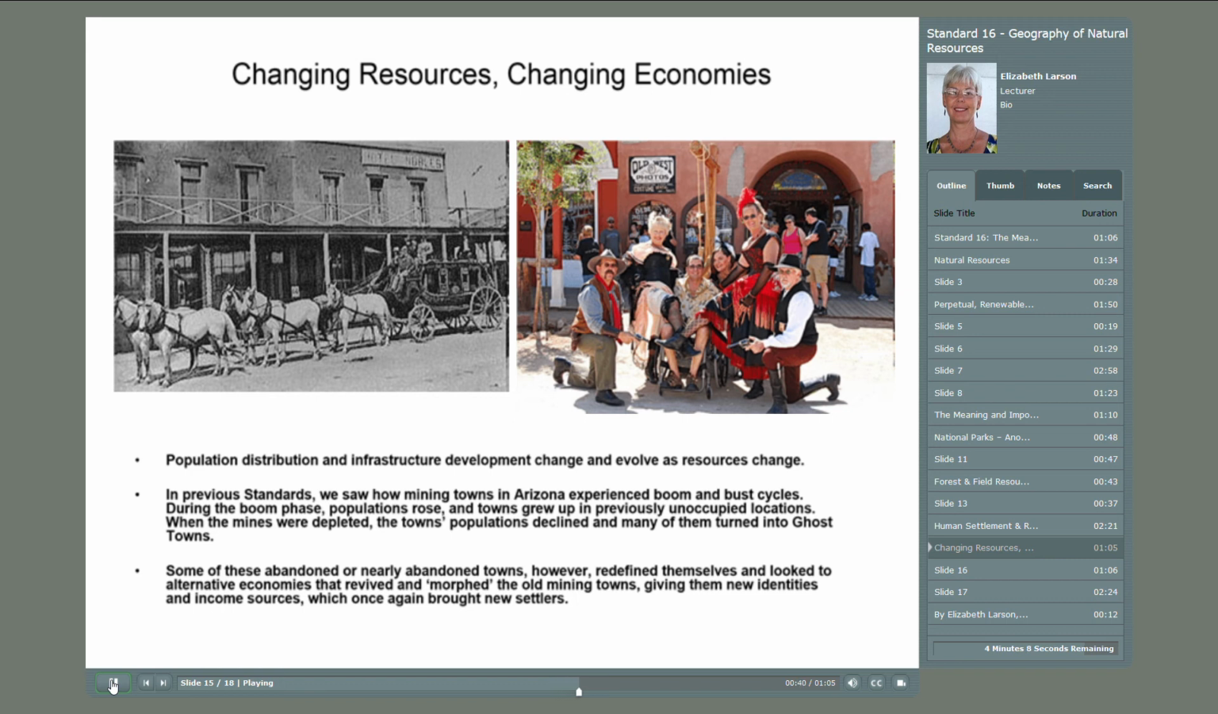Some towns, however, redefined themselves and looked to alternative economies that revived and morphed the old mining towns, or old cowboy towns, giving them new identity and income sources, which once again brought new settlers. A good example of an old cowboy town turned ghost town turned tourist town is Tombstone, Arizona, which was dubbed the town too tough to die.